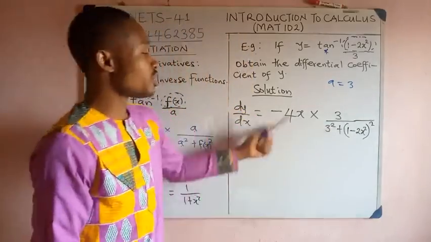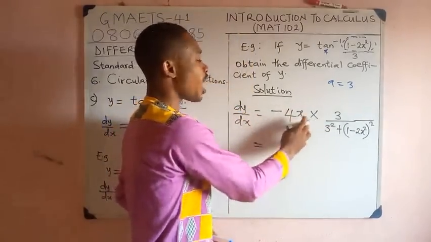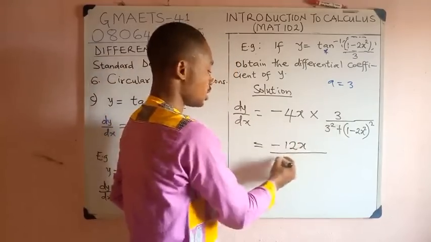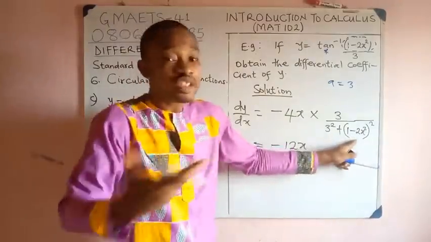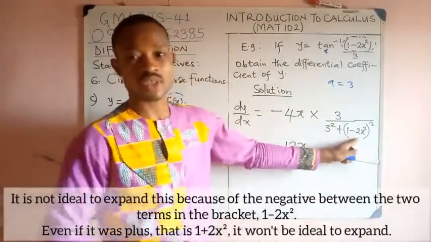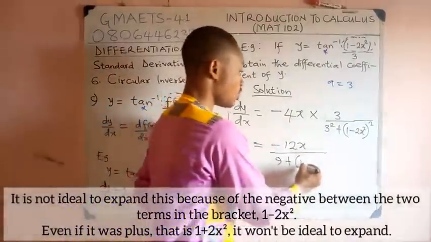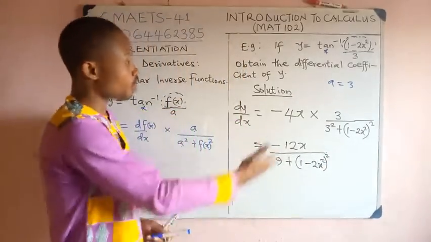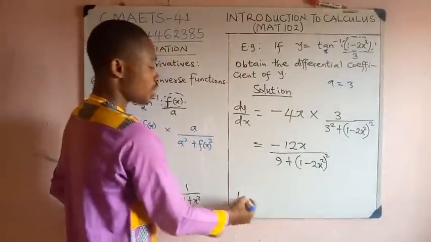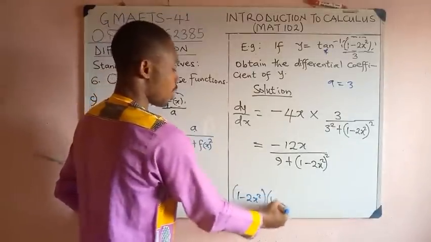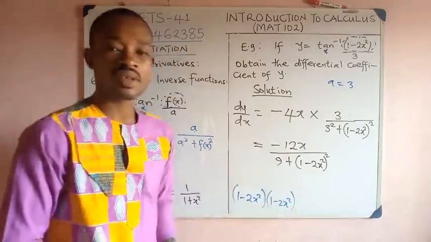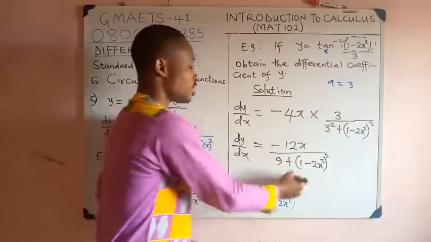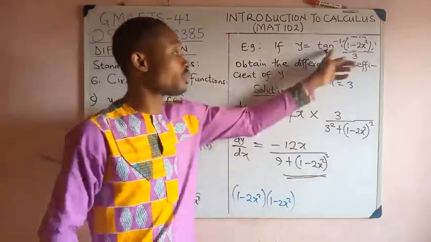That's that. All you need to do is just to simplify further, if possible. We're going to have minus 4x times 3, which is minus 12x, divided by 3 squared, which is 9, plus, when you come here, it's not usually ideal to expand it. So take note, which means you're going to write 1 minus 2x squared, all squared. If you must expand it, of course, you have to multiply 1 minus 2x squared by 1 minus 2x squared. But like I said, in most cases, it's not necessary expanding it if you have a term of this kind. So this is the dy dx, or differential coefficient of this problem.